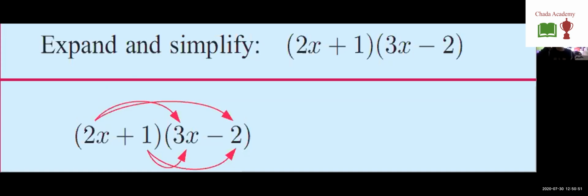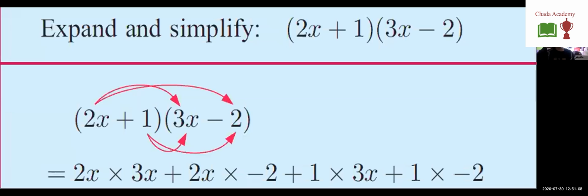We start in the same manner: 2x times 3x plus 2x times minus 2 plus 1 times 3x plus 1 times minus 2. And you expand. 2x times 3x is, what is it? It's 6x power 2. We're multiplying x by x, it becomes x power 2.